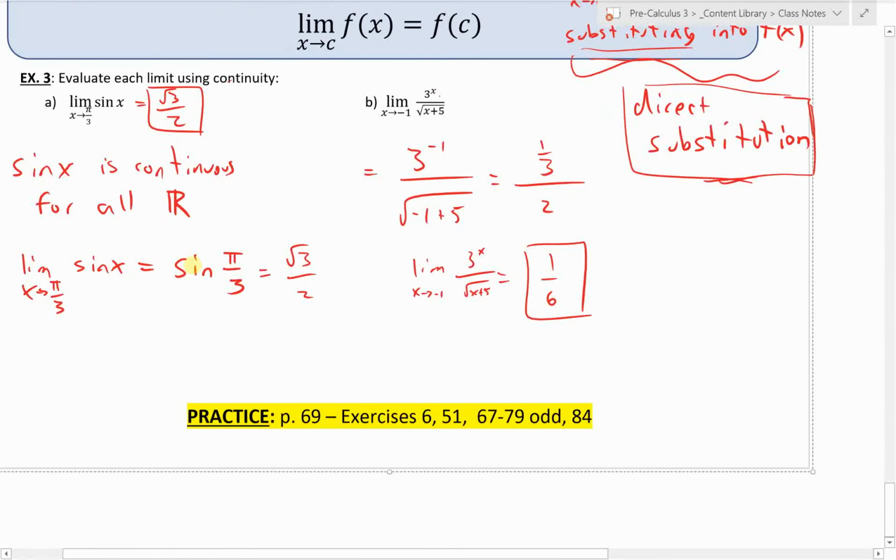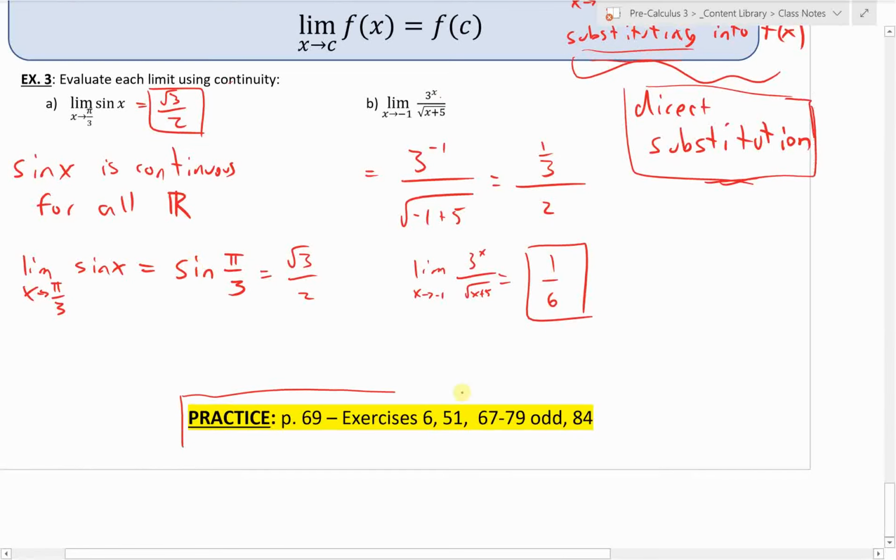But for now, for homework tonight, practice more with continuity, recognizing discontinuities, and specifically practice using direct substitution to evaluate limits. Okay, and that's your homework here for section 4.